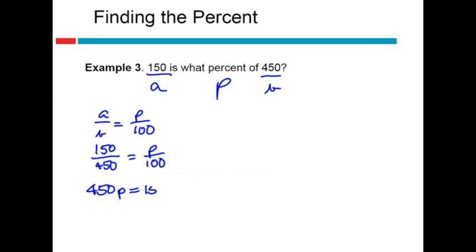So that's going to be 150 times 100. So I'm going to append 2 zeros. And then we're going to divide both sides by 450. And we can cancel one of our factors of 10. And I have 1,500 divided by 450. So what I want to do is I want to do some division here.